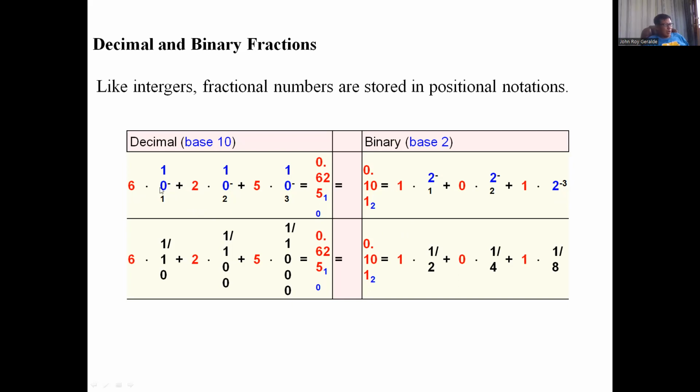So the first place value is 1/10, the second is 1 over 100, the third is 1 over 1000, right? In binary, the first place value after the binary point is 1/2, because that's 2 to the negative 1. The second place value is 1/4, because it's 2 to the negative 2. The next is 1/8, and the next is 1 over 16, and 1 over 32, and so on and so forth. Any questions so far?